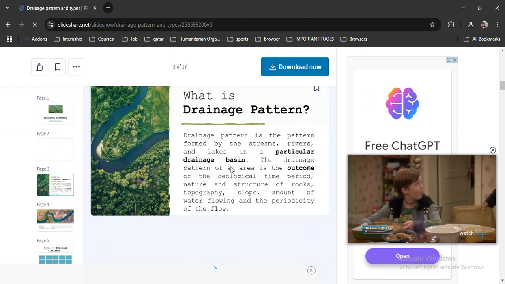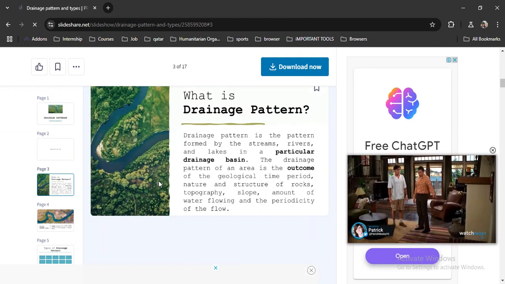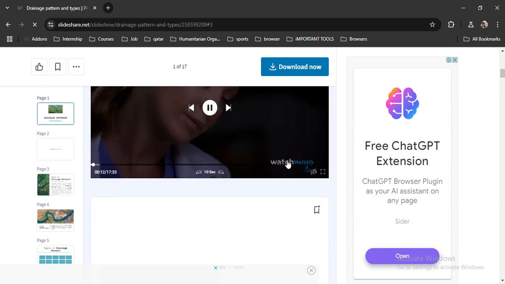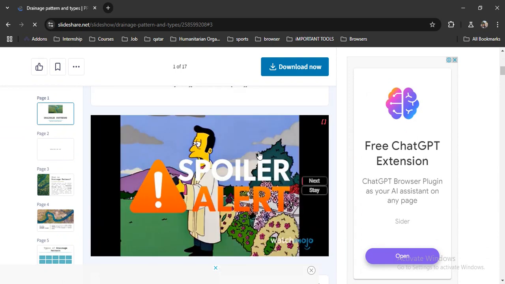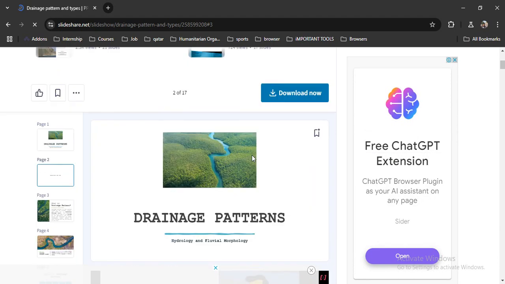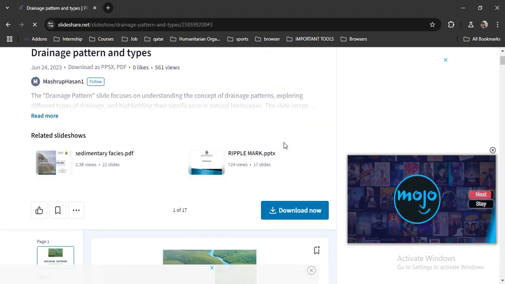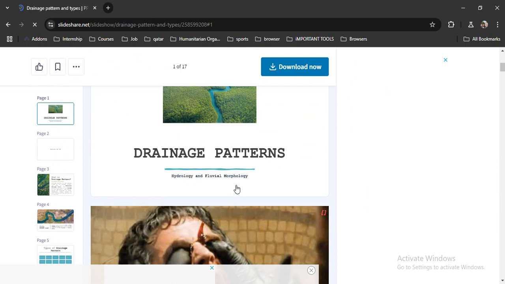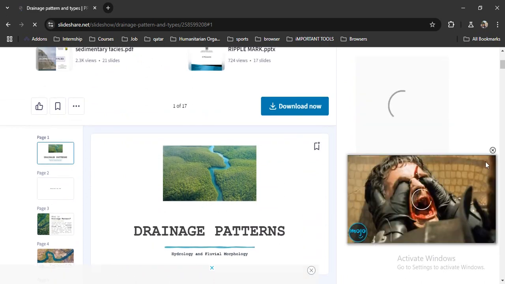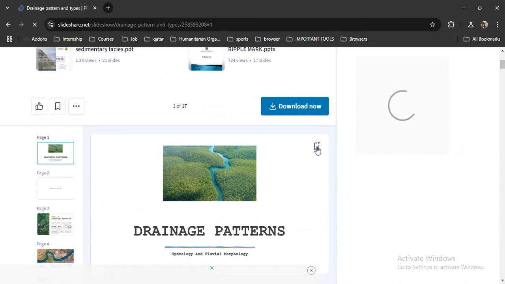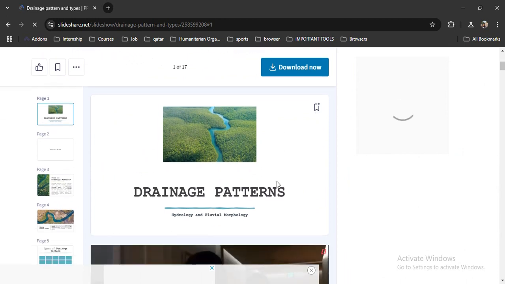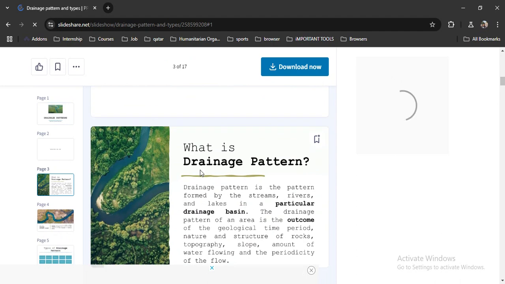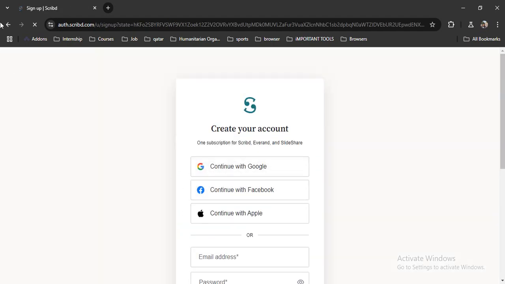Okay, so what is drainage pattern? How to make it big? I need to make it bigger. Is it an ad? What is going on? Should I download it? Will I be able to download? How to make this page bigger? Where is the option? Save it for later? No, I need it now. Okay, let's read from here. It's small, but okay, I can read it.